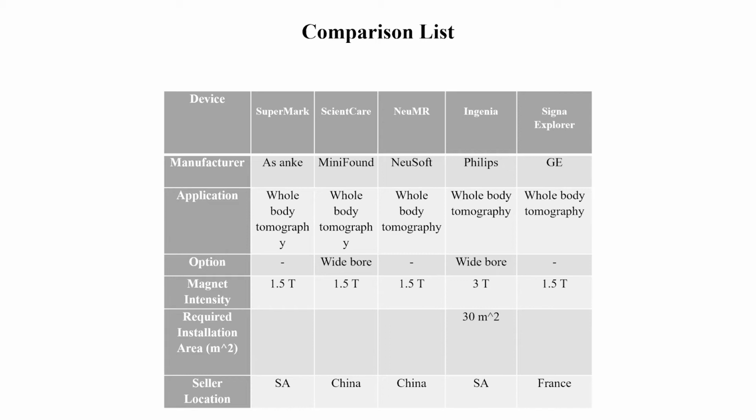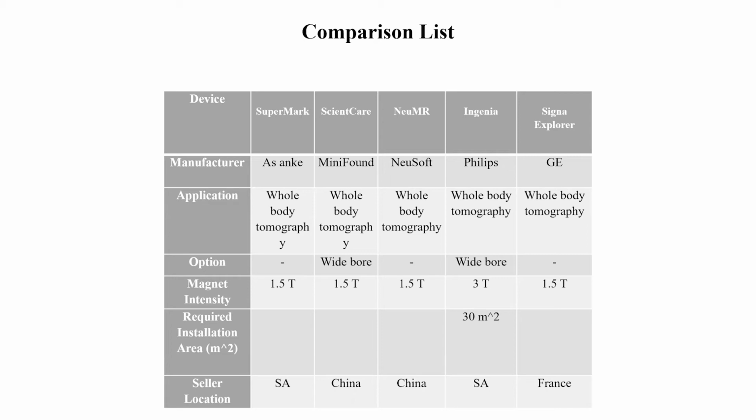All of them are whole body tomography, which is exactly our need. But 2 of them, the SignCare and Ingenia, are wide bore. So these are our desired criteria. As you can see here, we can decide our priority or our right decision based on the different criteria.